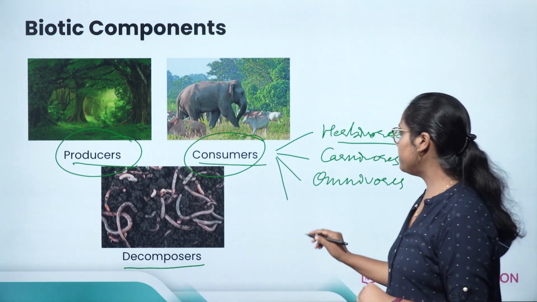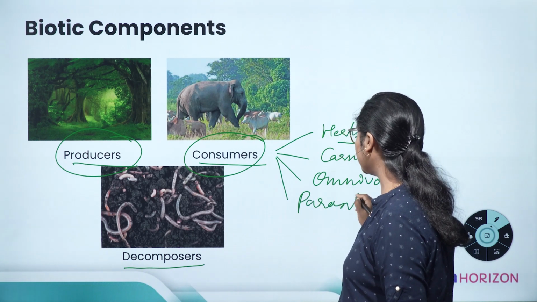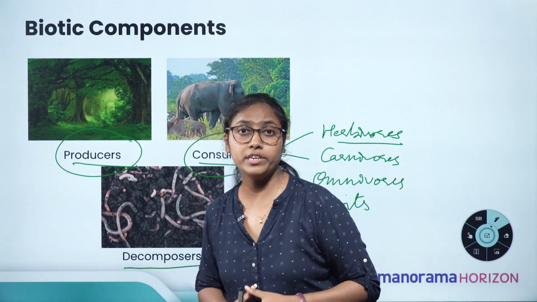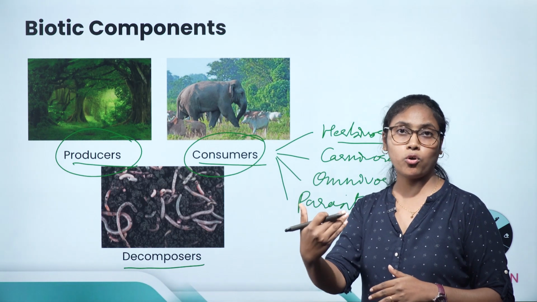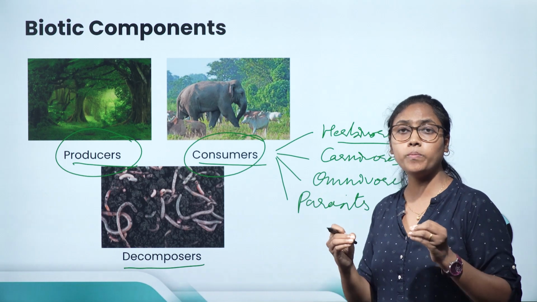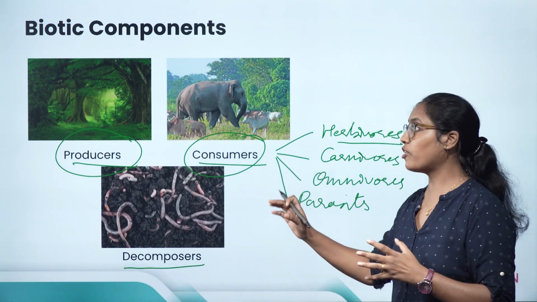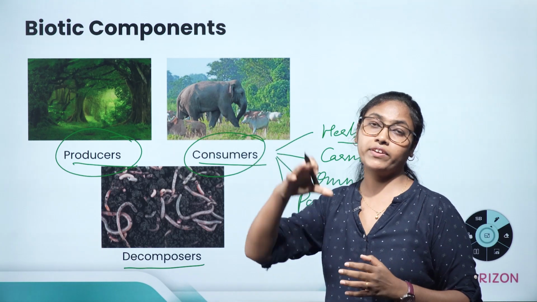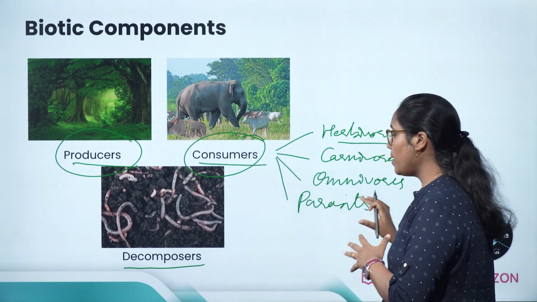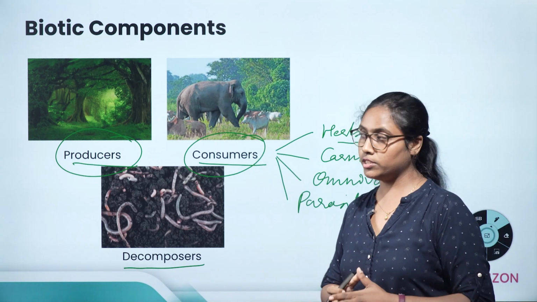Then we have parasites. Parasites are a special group. They live on a host, on producers or consumers, and they obtain their energy or their nutrients from these organisms living on them. So, they are parasites. These are the four categories of consumers.